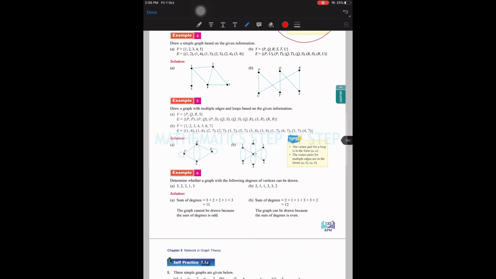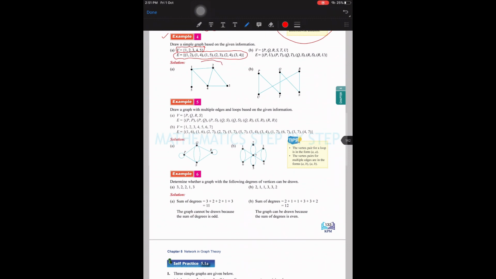So now let's go through this example 4 together. Draw a simple graph based on the given information. So now we are given the set of vertices and the set of edges. Okay, we will learn to draw a simple graph. So again, the graph that we draw is different from each other because every one of us thinks differently. Okay, so this is the solution given.